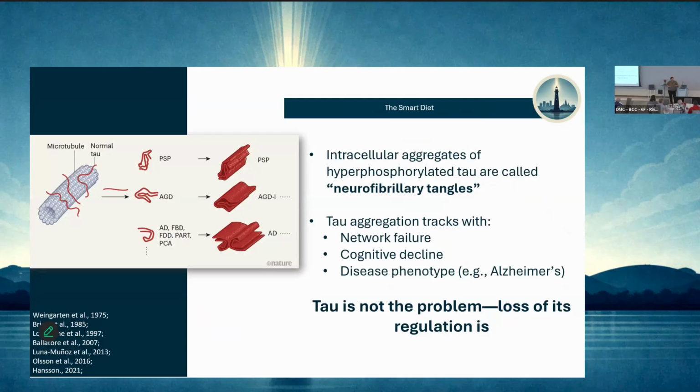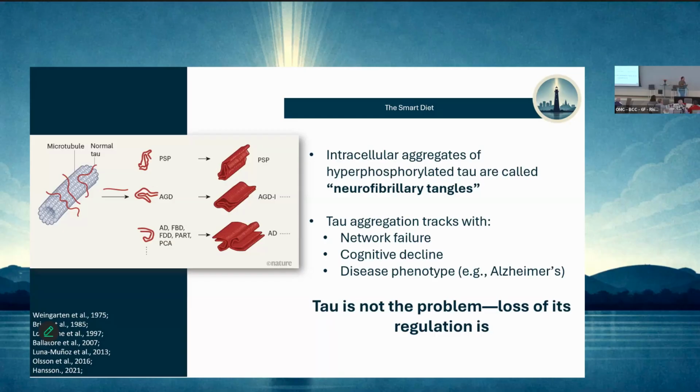And when it's toxic to brain cells, you can have failure of neural networks. And because of that, you can have cognitive decline. And then you'll see diseases, depending on where this accumulates, you can see the clinical phenotype, or what the patient is actually experiencing, with diseases such as Alzheimer's.